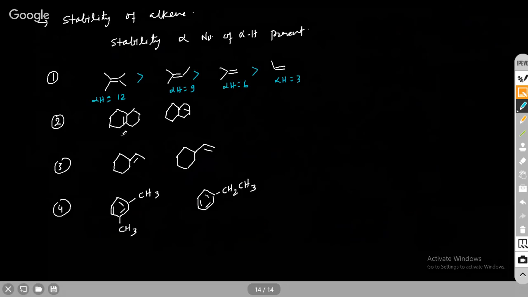Right? The number of alpha hydrogen, if you count here, will be what? These are the alpha carbons: 1, 2, 3, 4. 4 alpha carbons with 2 hydrogen on each, so we have 8. And the number of alpha hydrogen here will be 1, 2, 3, right? So the number of alpha hydrogen is more here, so the stability will be more. The number of alpha hydrogen, if you count here, is 3, 5, 7. The number of alpha hydrogen you count here will be 1. So this one is more stable than the first one.